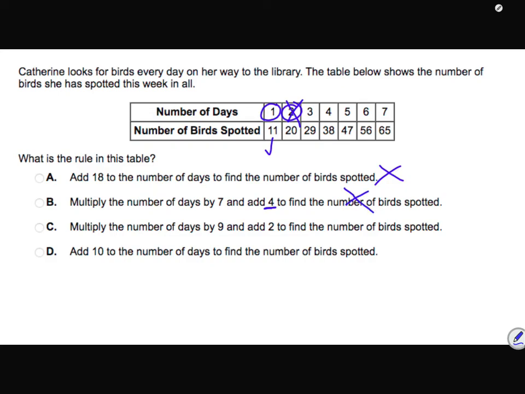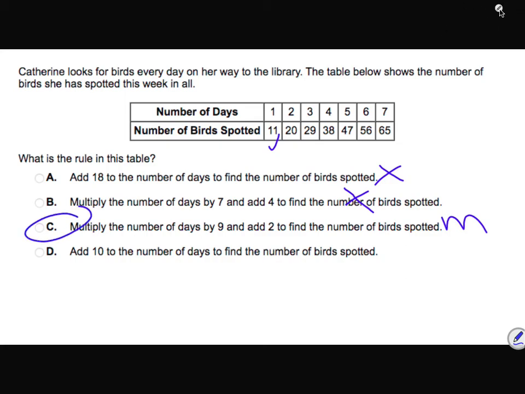C, multiply the number of days by 9, and then add 2. 1 times 9 is 9, plus 2 is 11. 2 times 9 is 18, plus 2 is 20. 3 times 9 is 27, plus 2 is 29. This one's working so far. I'm going to put a maybe here. D, add 10 to the number of days. Is 1 plus 10, 11? That one works. Is 2 plus 10, 20? No. 3 plus 10? No. The only one that's worked for us is C for that one.